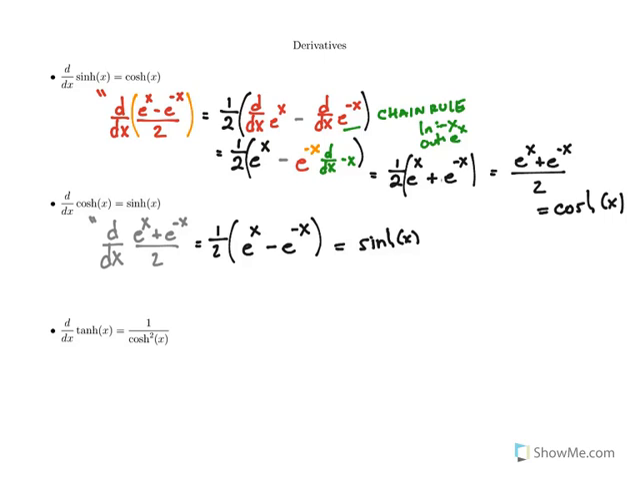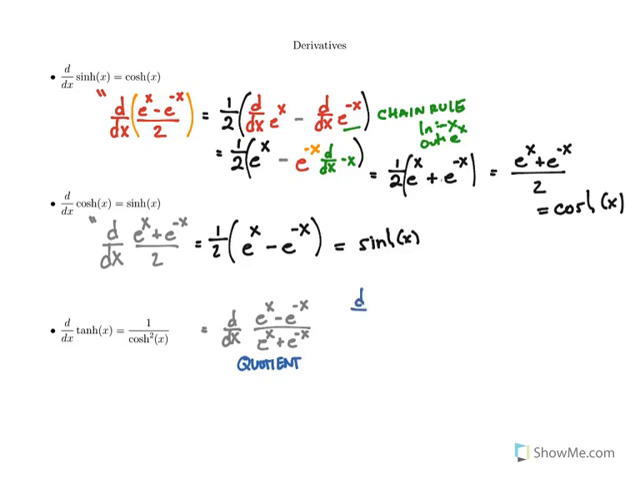Let's do the derivative of tangent. That's going to be the derivative of the definition of tangent, not tangent, sorry. And that is going to be sinh over cosh, which is e to the x minus e to the negative x over e to the x plus e to the negative x. When you take the derivative, you have to use the quotient rule.